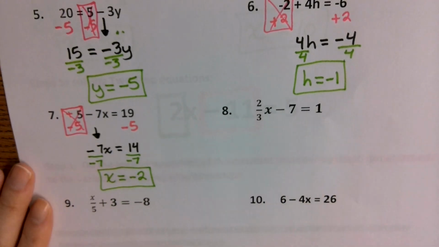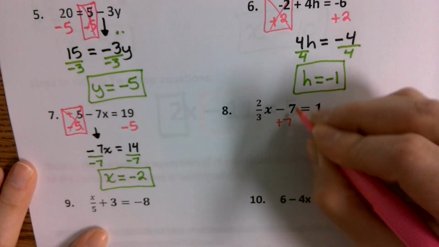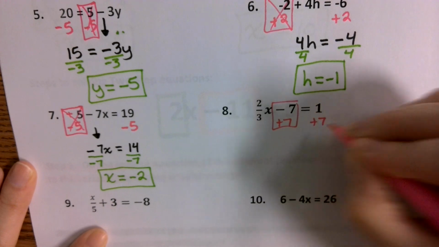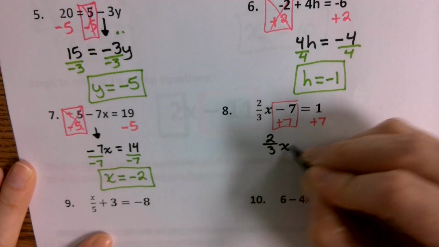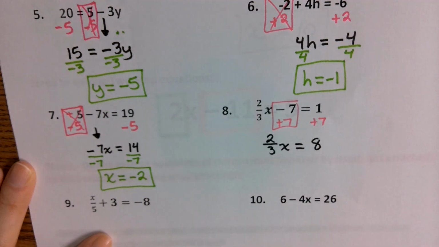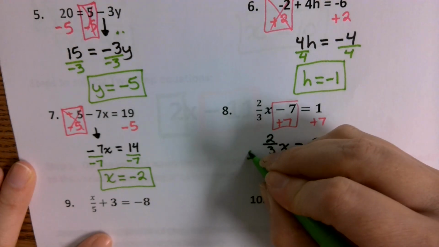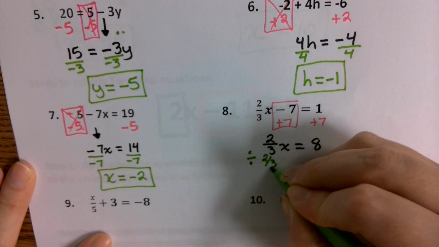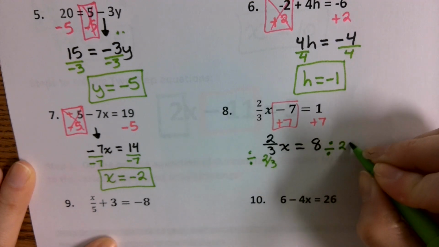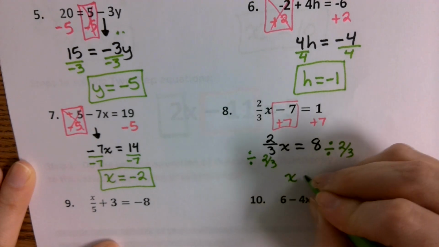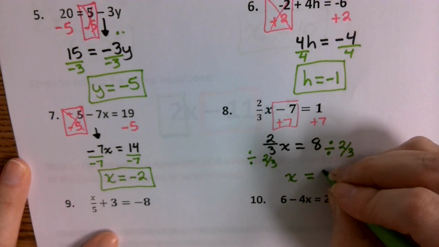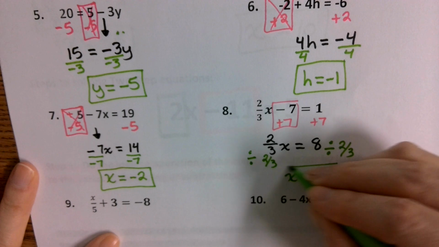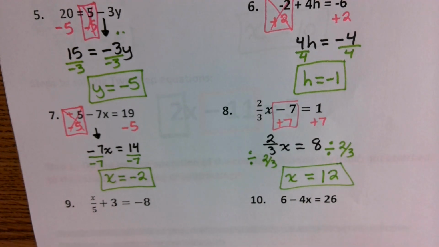Problem number 8, we're going to add 7 to both sides. That's going to leave us with 2/3 x is now equal to 8. We then would go ahead and divide both sides by 2/3. And that would give us x is equal to, what, 12? Okay.